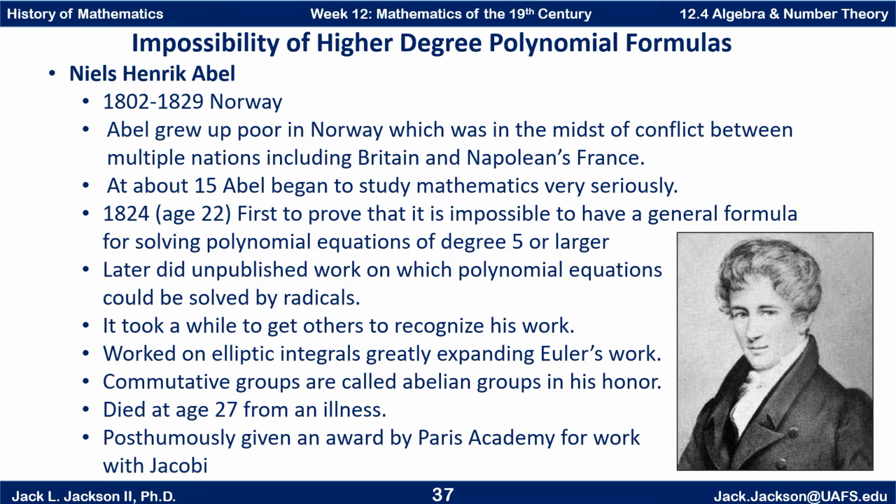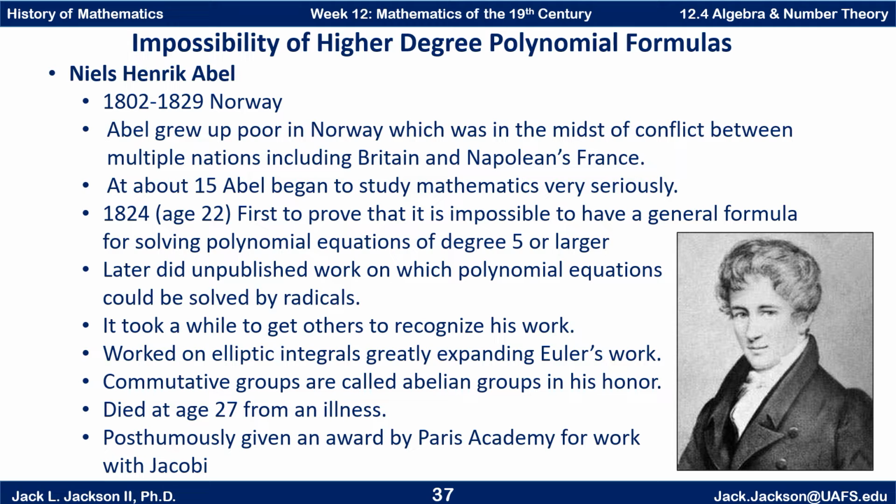So Niels Heinrich Abel was born in 1802, died in 1829 in Norway. And Abel grew up very poor in Norway. Norway was in the midst of a conflict between multiple nations, including Britain and Napoleonic France, and then also with other countries at the time.